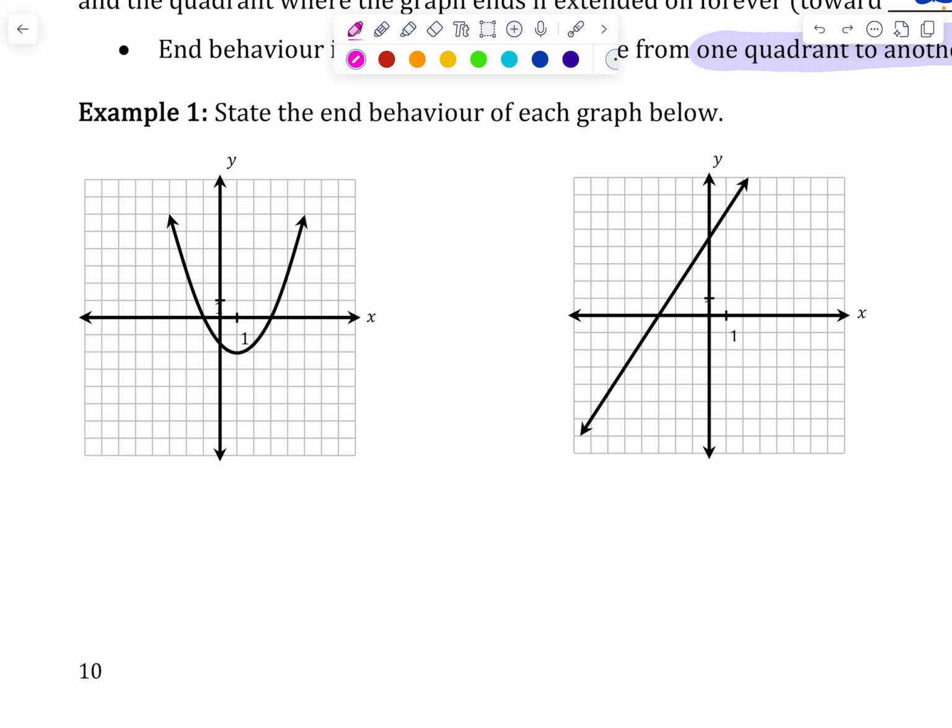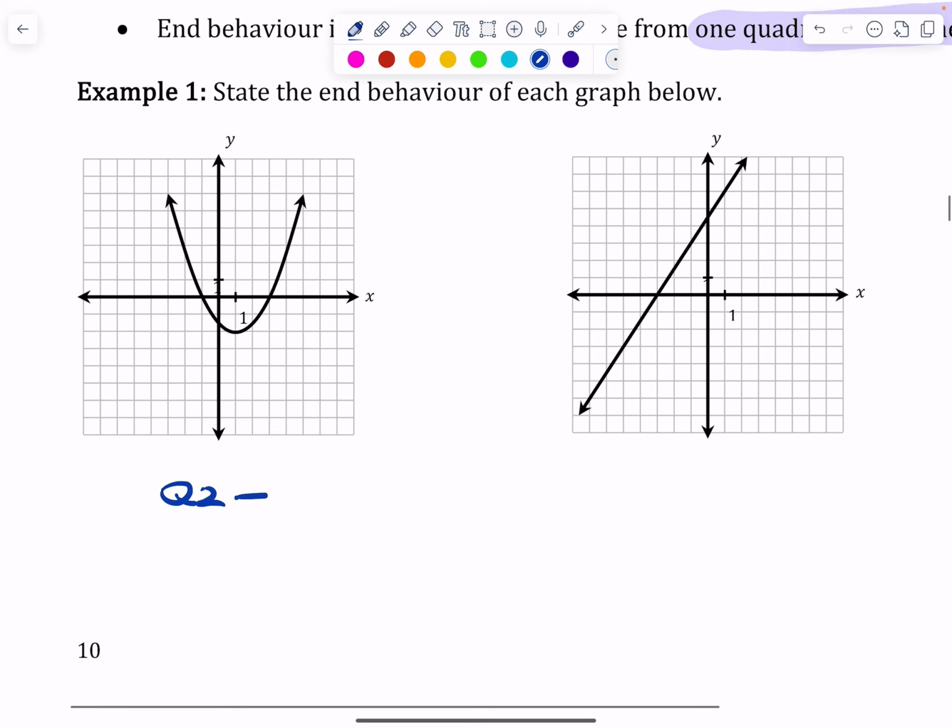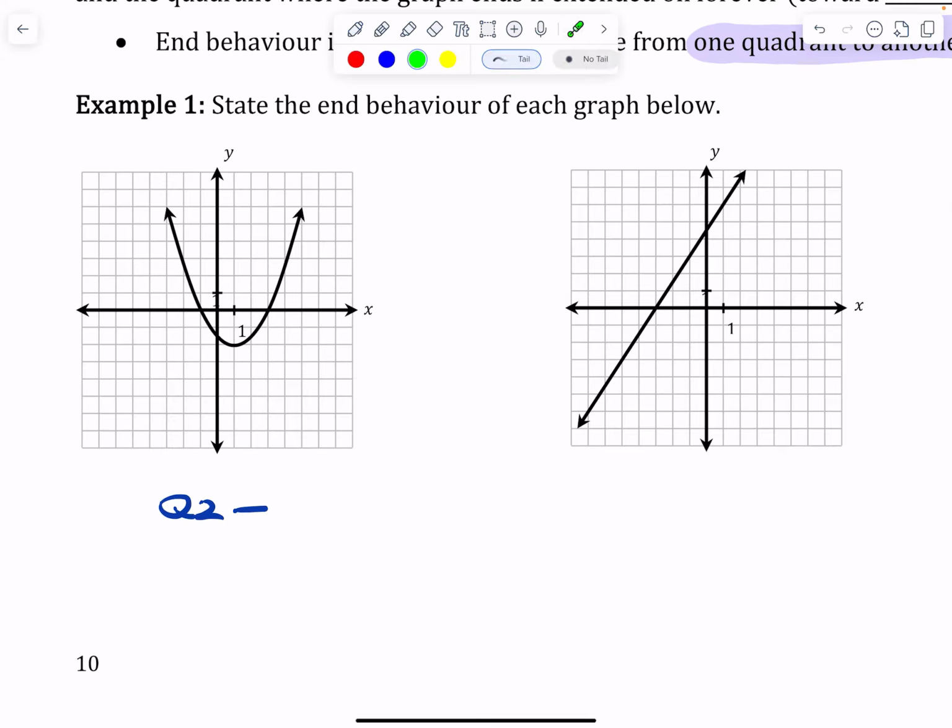Quality pause. Hope you made some solid guesses. Maybe they're educated guesses. This particular function on the left side, it's going way up and it's going to the left. Up and left is quadrant 2 behavior. So left side, quadrant 2. Where is it ending? Well, right side going this way. It is going right. It is also going up. And up means it's going into quadrant 1.